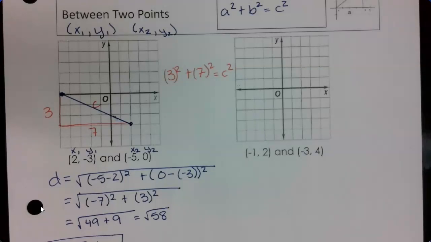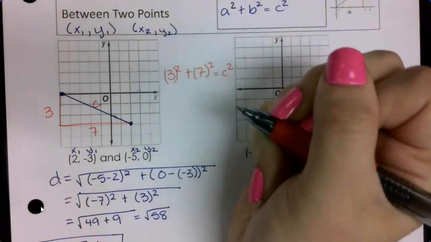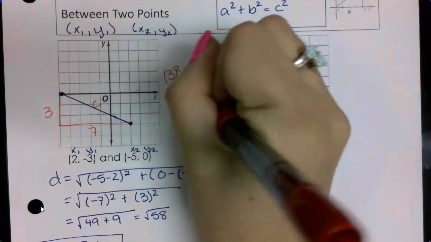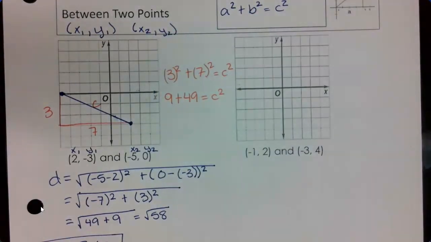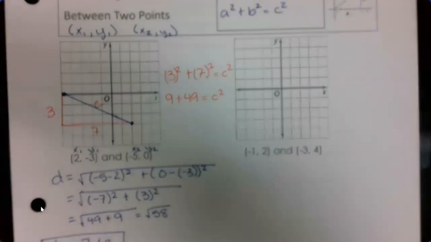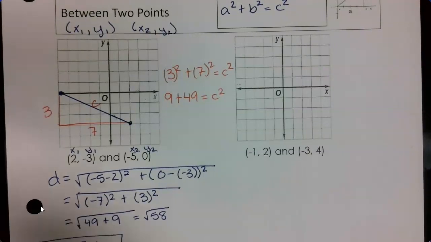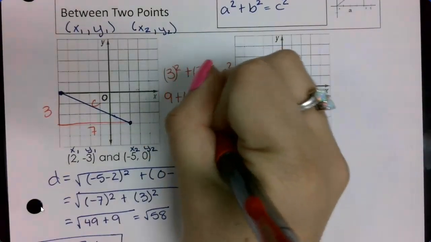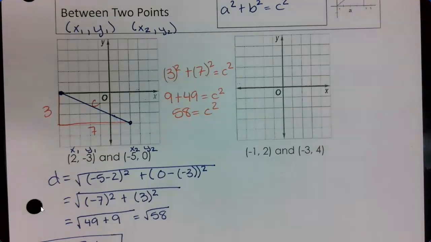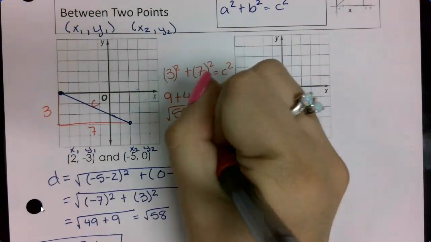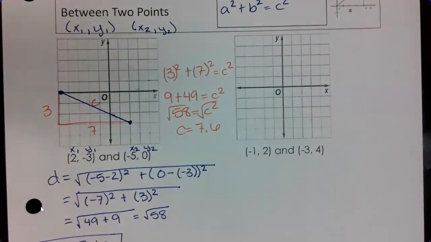So what is 3 squared? And 7 squared? A and B don't matter. I can switch them. And then 9 plus 49 is? And then to get c alone, I want to take the square root. So c equals 7.6. So both these ways give me the same answer.